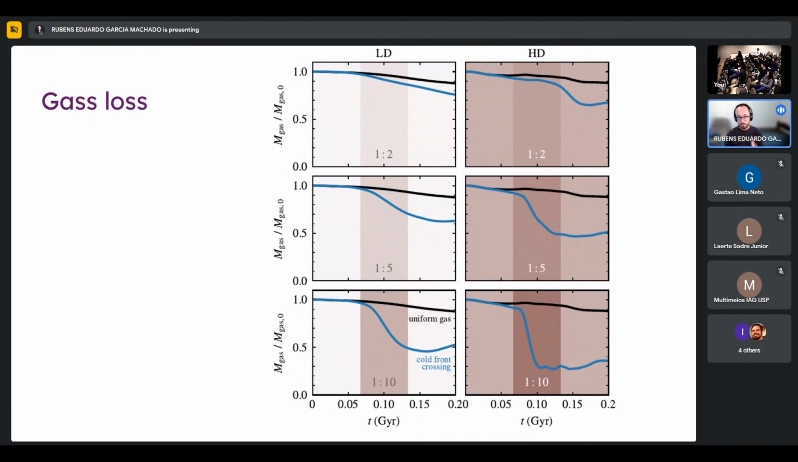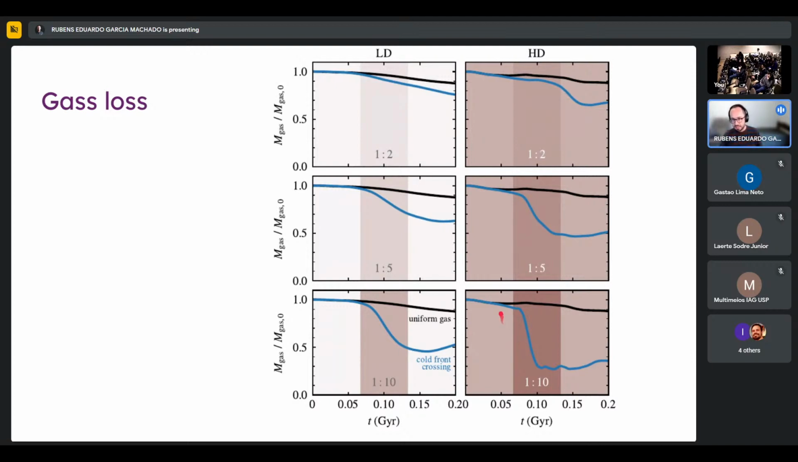First, the gas loss. In other words, what we're plotting here is the gas retained in the interstellar medium of the galaxy in the 6 simulations. The beige and brown colors here are meant to depict the density of the gas. So we have low density on the left, high density on the right, and the amplitude of the discontinuities 2, 5, and 10. The blue lines are the actual simulation through this layered wind tunnel, and the black lines are what would have happened to the galaxy had it continued in a uniform box instead of the layered box that mimics the cold front.